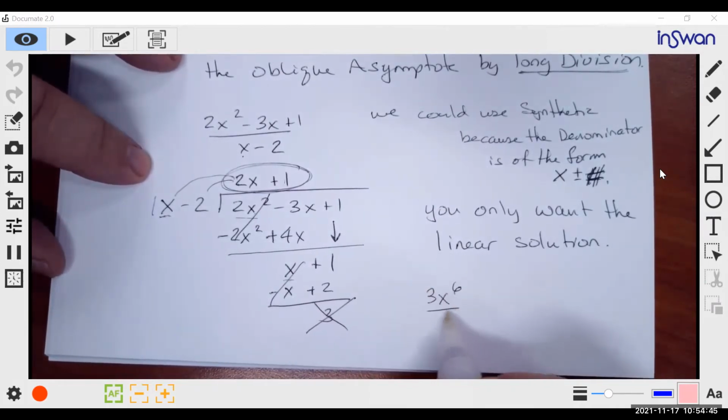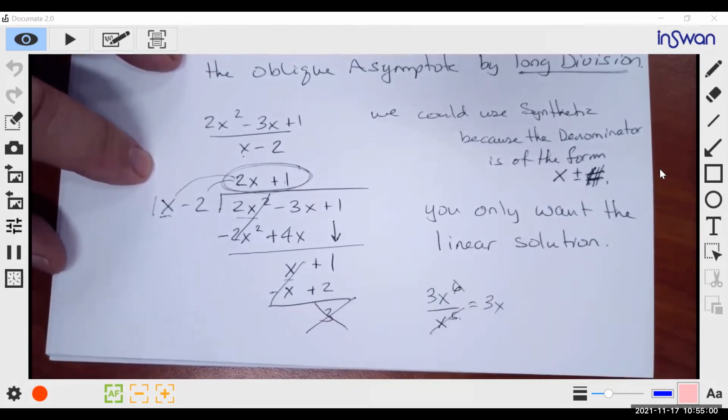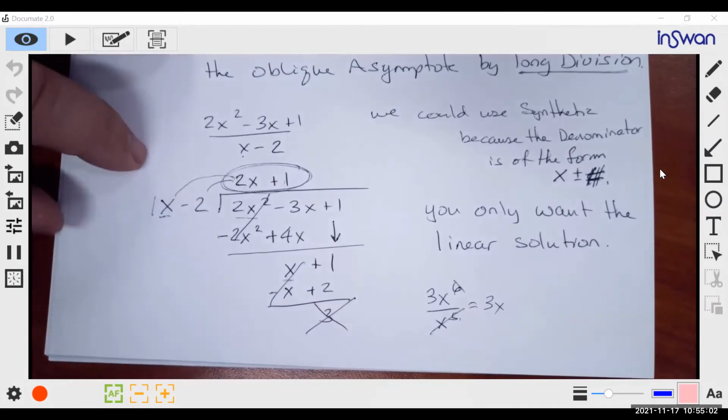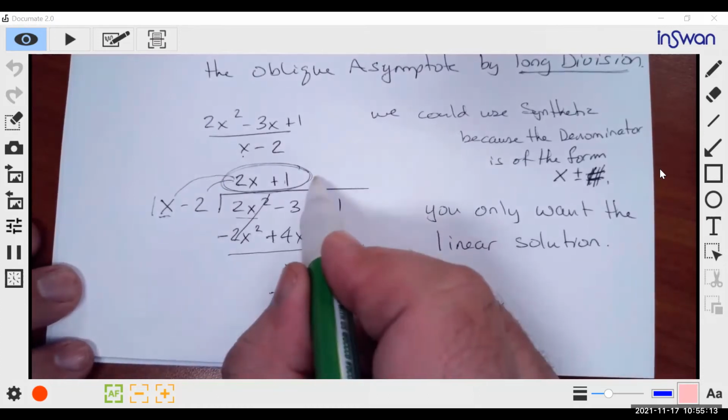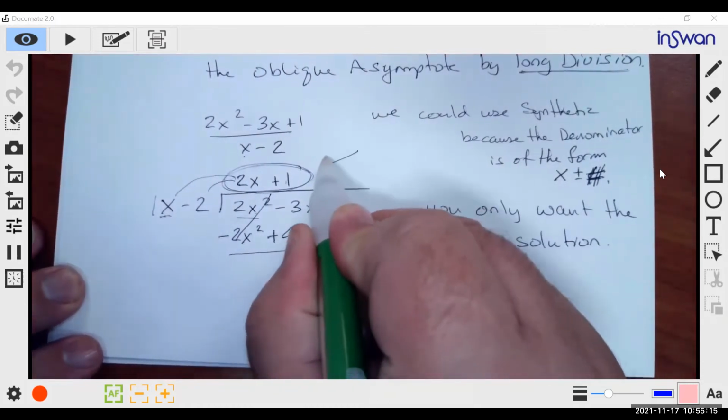3x to the 6th over x to the 5th. Since the top is bigger than the bottom by 1, I can use an oblique asymptote. But when you divide this, 1x will lay on top. Because you cancel everything but 1, you always end up with a linear equation. That's why this is called oblique. So there's our oblique. The oblique asymptote is this function.